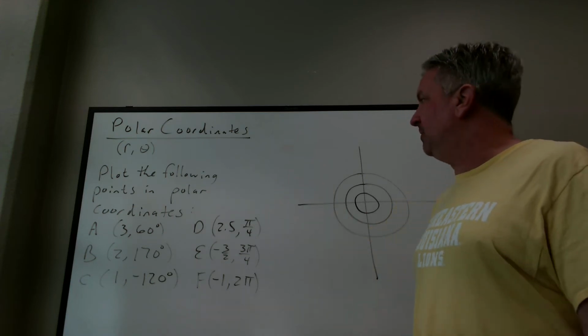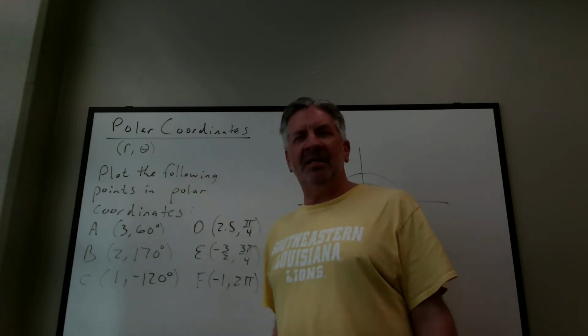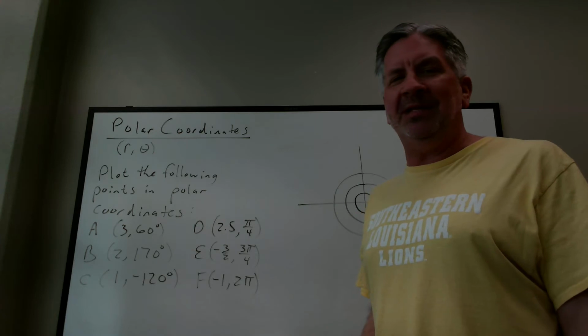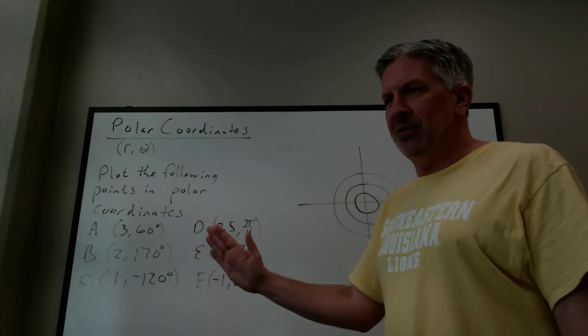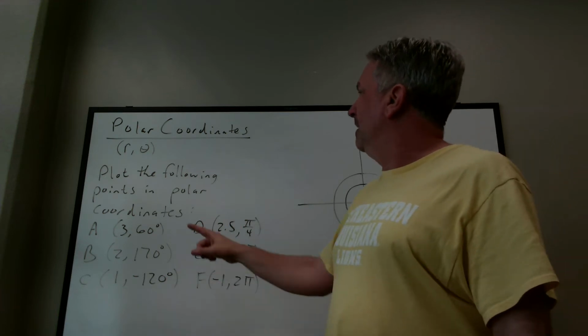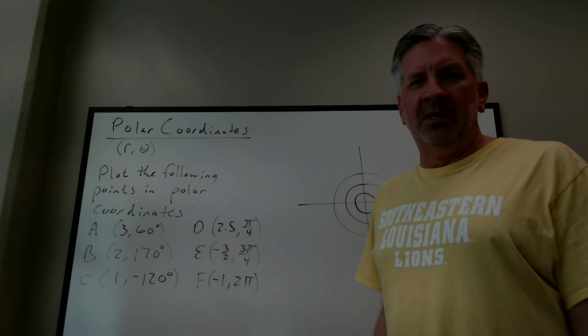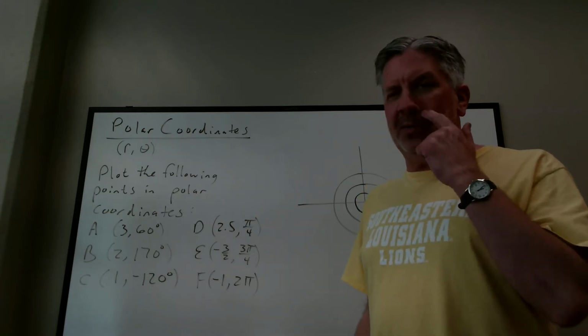So polar coordinates, it's still an ordered pair, (r, theta). So theta represents an angle in standard position. Remember, standard position is rotating from the positive x-axis, where positive angles go up and negative angles go down. And r is a directed distance from the origin. So it's easier just to show you rather than to describe it.